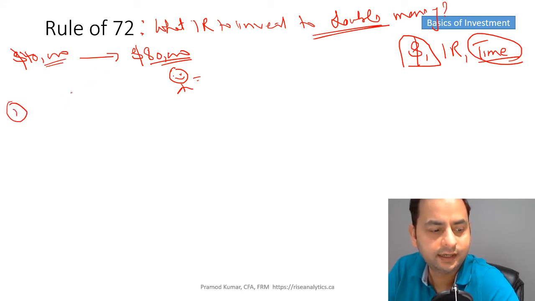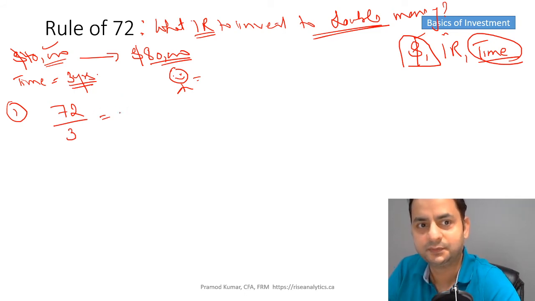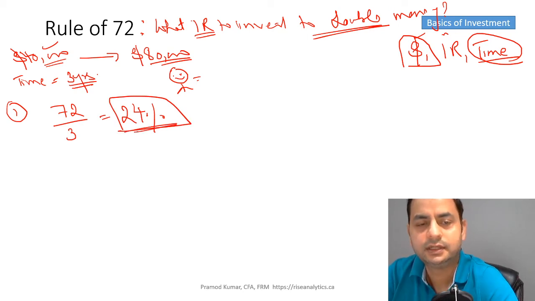So I need to find what interest rate I need to double it, and now I need a time. Because if I need to calculate the interest rate, I have one component here, and I need another component. So sorry, to calculate the interest I need to know the time. Let's say I have 3 years. So I will do 72 divided by 3, and as we have seen in the last slide, I need 24% interest. I need to invest at 24%.